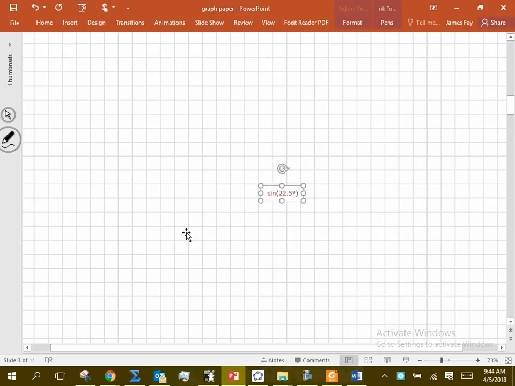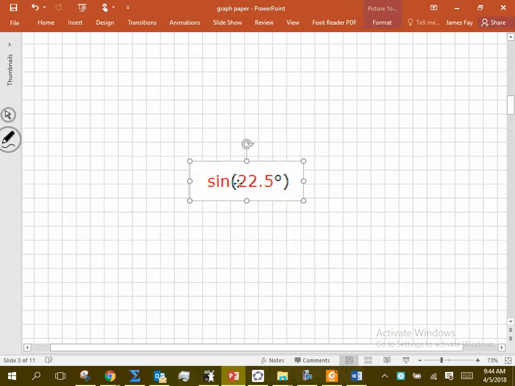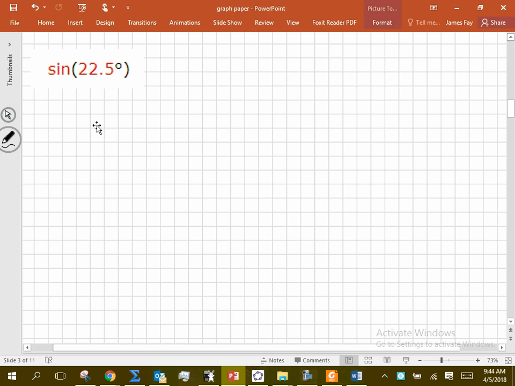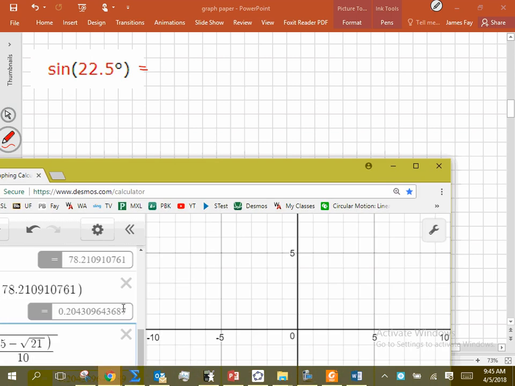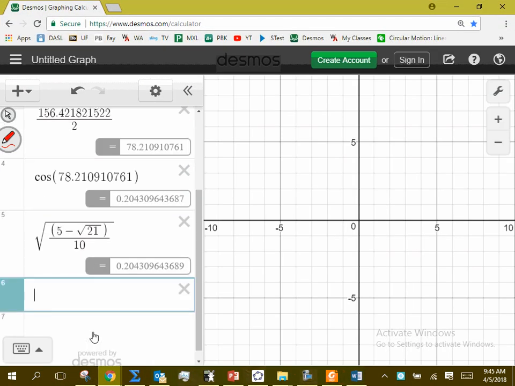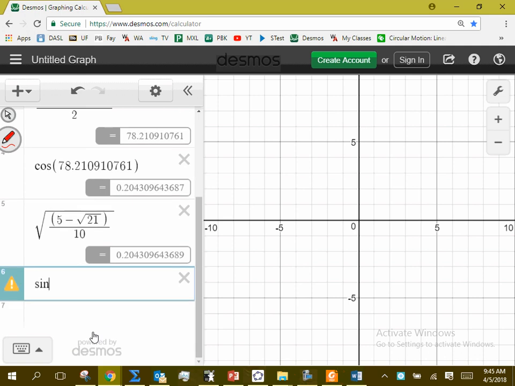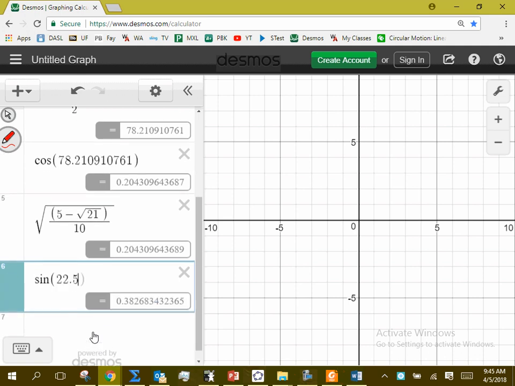So this is kind of a direct application of the half angle formula, because we're going to evaluate. We will get a numerical response for this, okay? So right now, the idea is if I have sine of 22.5, it is 0.382683, whatever, okay? It's that number there.